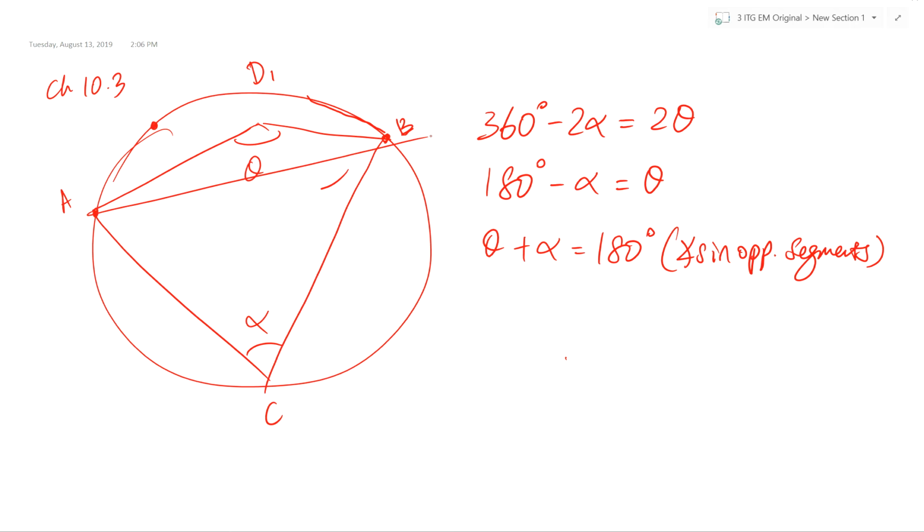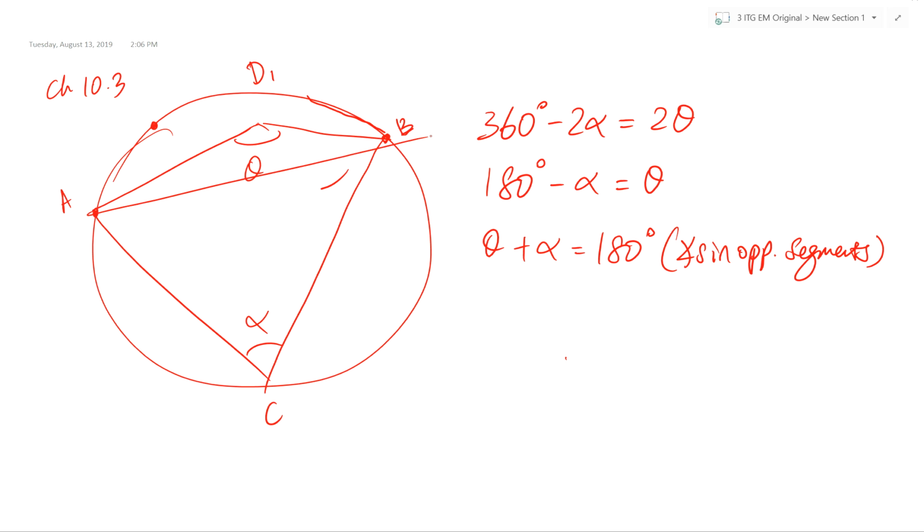Whenever we use the phrase angle in segment, it must always touch the circumference. For example, like this, angles in same segment must touch the circumference. Similarly over here, angles in opposite segment. Does that angle over there, theta, touch the circumference? No, it doesn't. So there is no limitation.